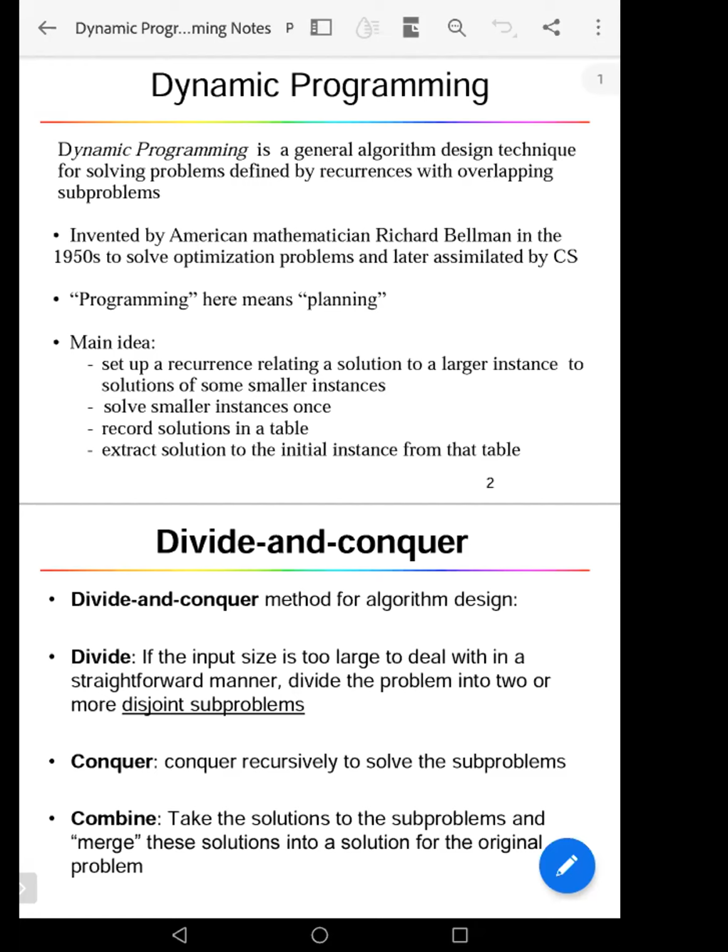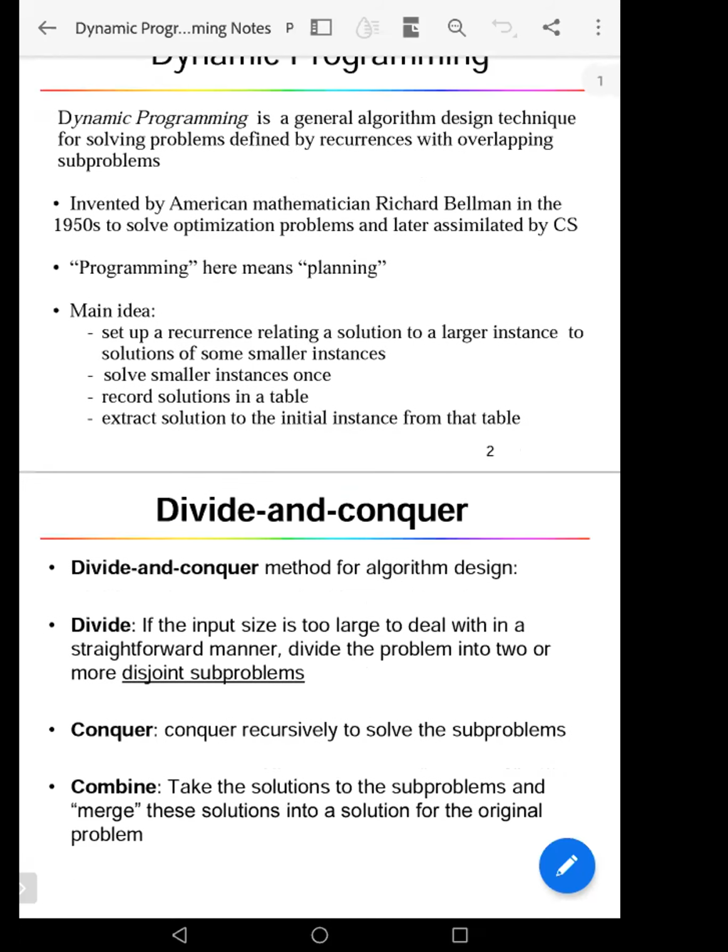Dynamic programming is basically a general algorithm design technique for solving problems by recurrences with overlapping subproblems. That is the main difference between divide and conquer and dynamic programming. It was invented by Richard Bellman in the 1950s, and it is mainly used for solving optimization problems. Here, programming means planning.